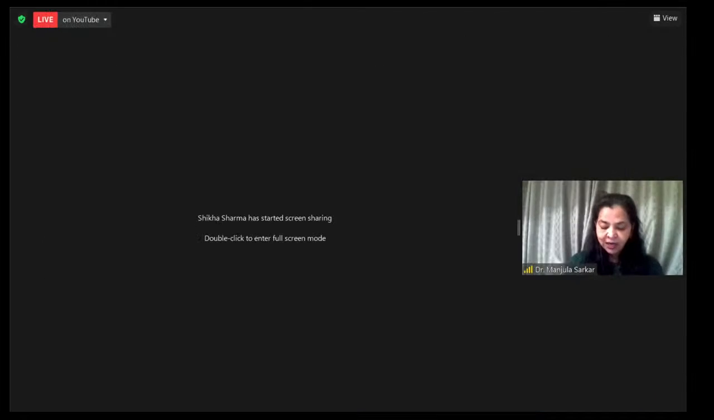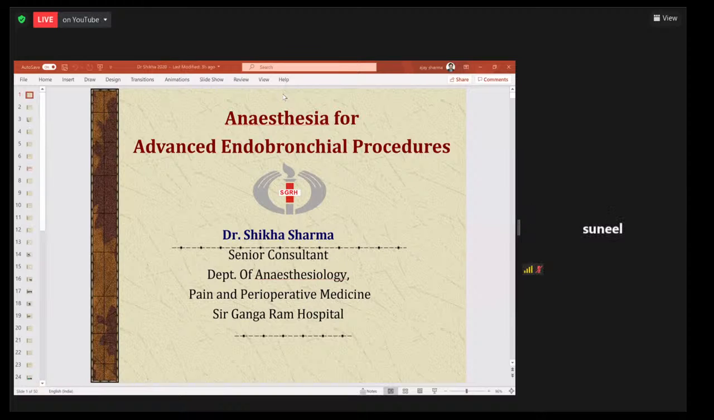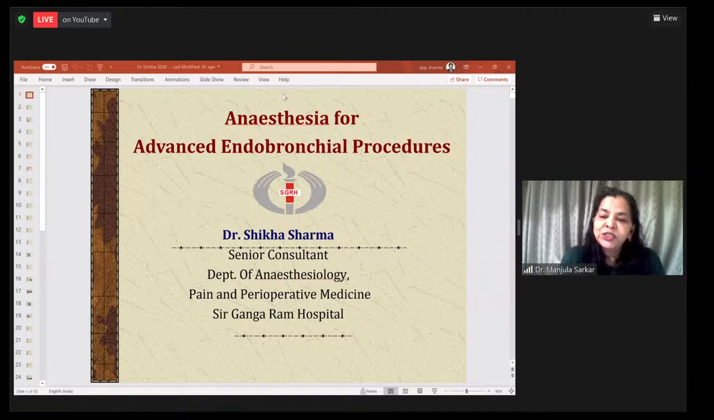She's Dr. Shikha. She's also senior consultant at Gangaram Hospital. Her special interest is also thoracic anesthesia. She is also author of an edited book of clinical thoracic anesthesia. She has many national and international publications to her credit, and she's going to tell us about anesthesia for advanced endobronchial procedures. Endobronchial procedures are also going to be a challenging task for us, and we need a skilled anesthesiologist for dealing with such kinds of cases. So I request Shikha to share the screen, and please go ahead.